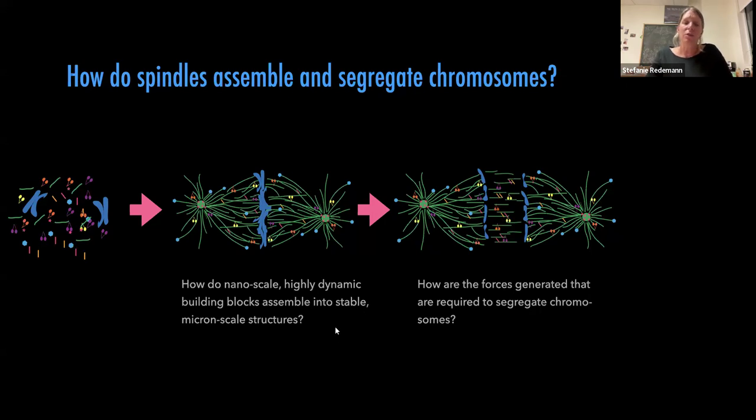And so we really want to understand how these nanoscale components that are also intrinsically highly dynamic, right? So microtubules turn over within about 10 seconds, even though spindles are there for minutes and hours, and motors kind of shuttle back and forth permanently. So how can those really small, highly dynamic building blocks actually assemble a stable micron scale structure, and how can they then work together to generate sufficient forces to segregate the chromosomes?